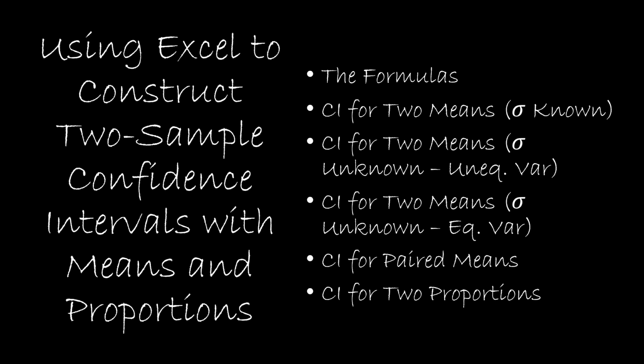So we're still going to use the same Z star or the same T stars, those critical values that we found last week for means where we know sigma or where we don't. And you'll notice this time around we have unequal variances or equal variances. And then of course we have paired means, which is something new, and then two proportions.